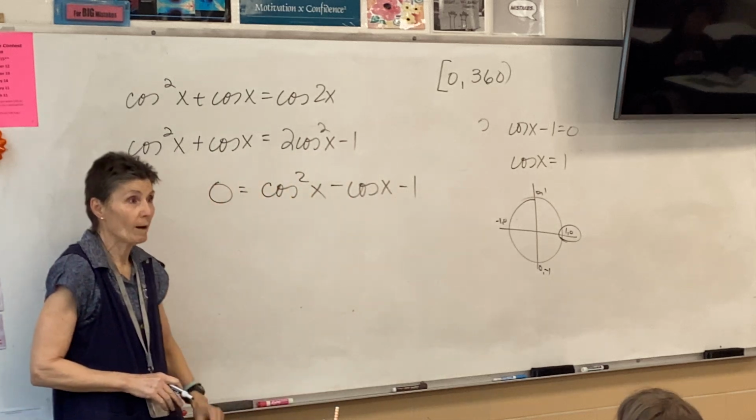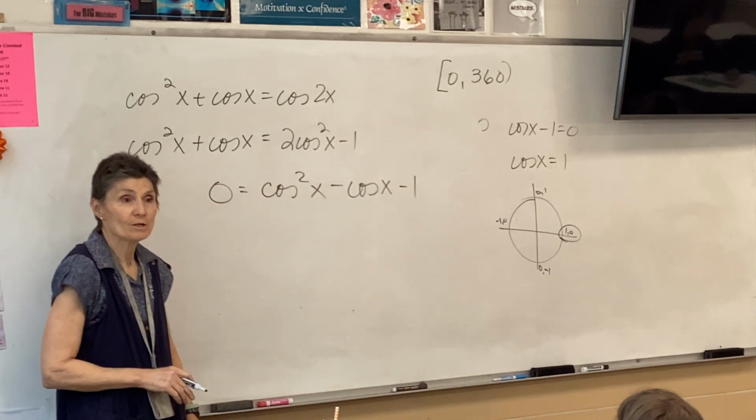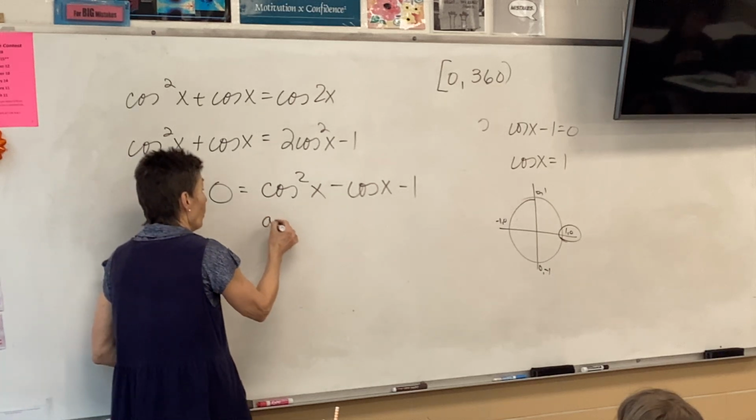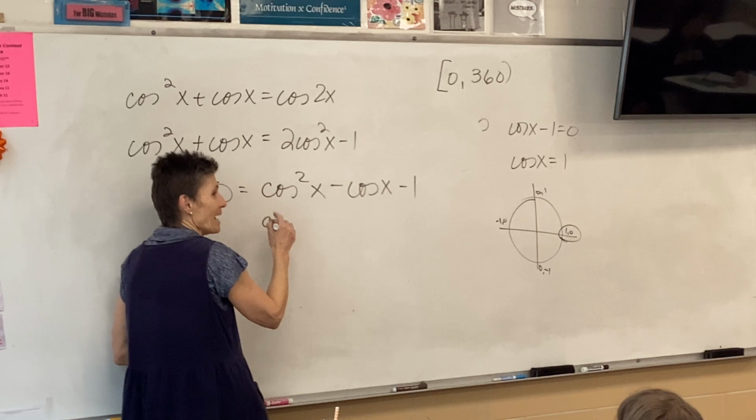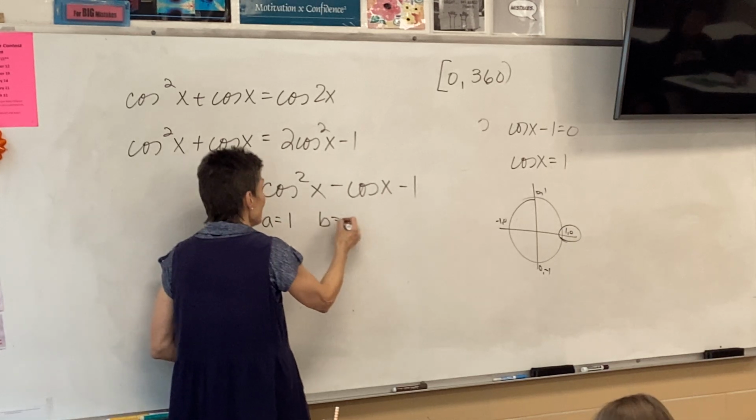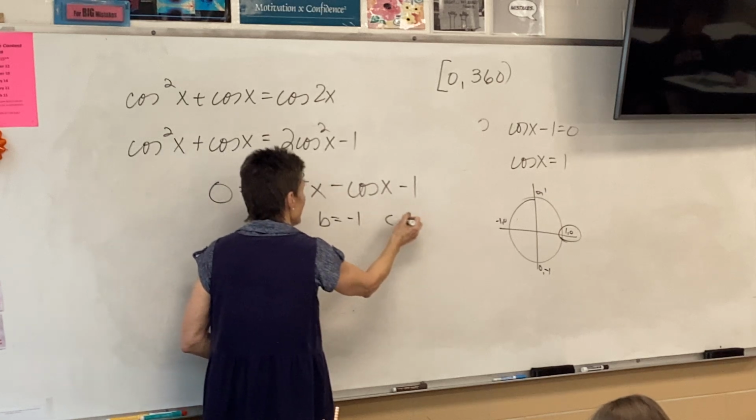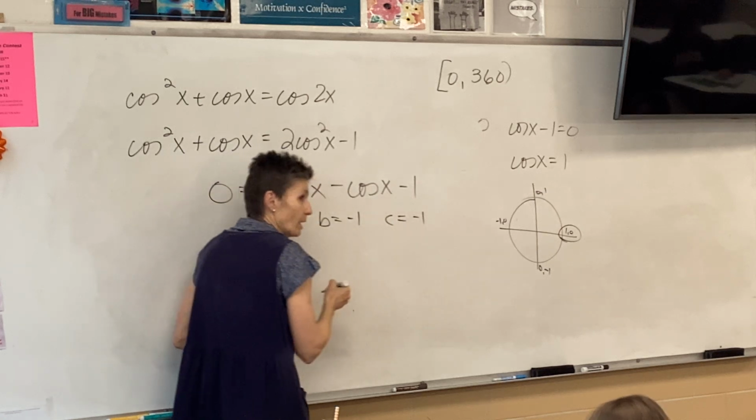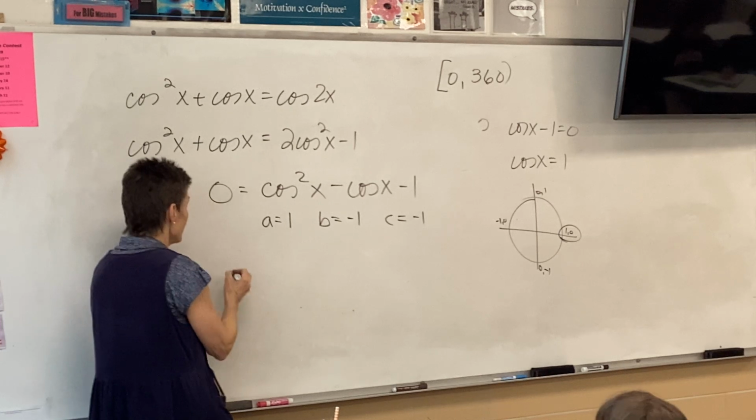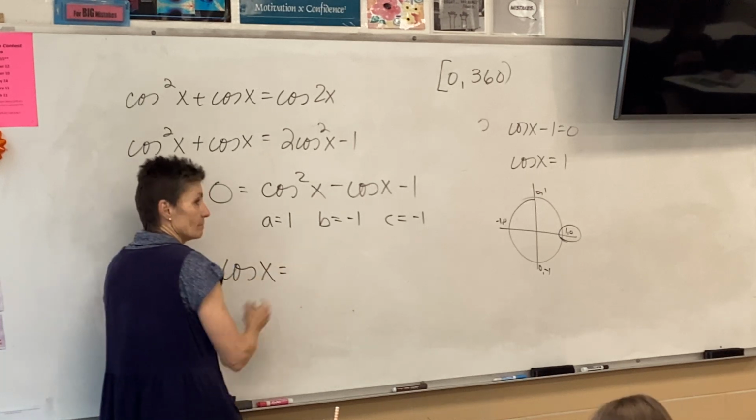What do we do when problems don't factor? We use the quadratic formula. What's A? A is 1. B is negative 1, and C is negative 1. Wait, what? Your variable is cosine X.